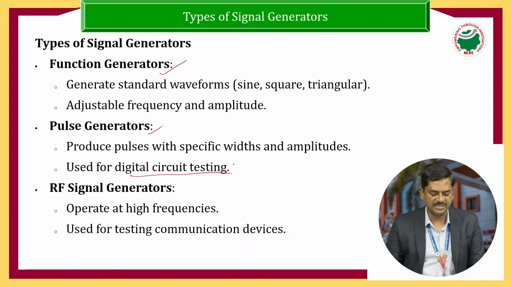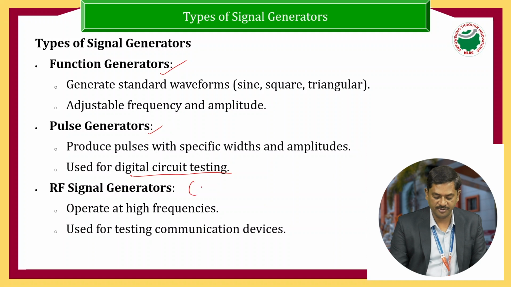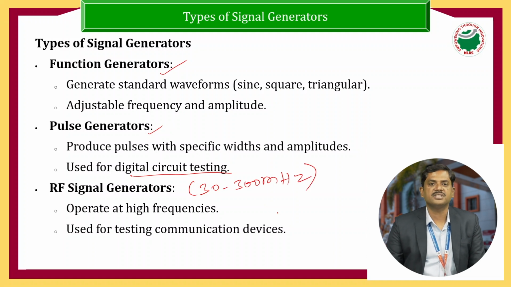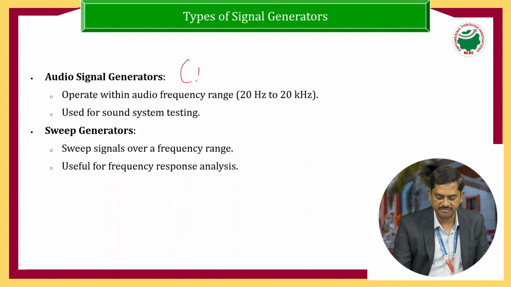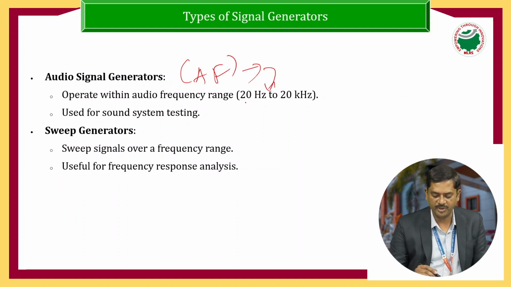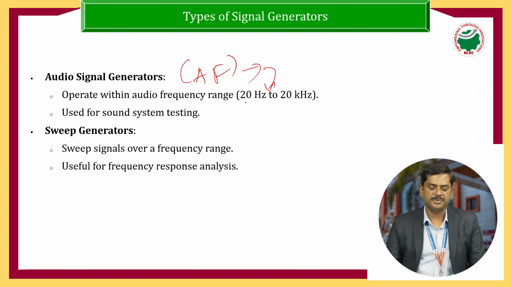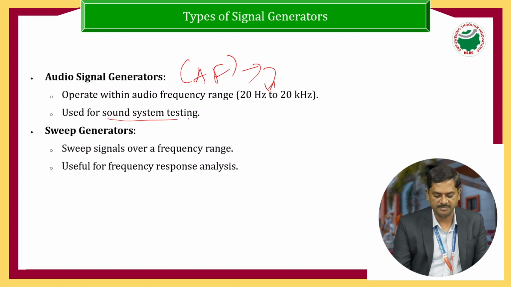The next type of signal generator is the RF signal generator, which works in the operating frequency range of 30 to 300 megahertz, and is used for testing communication devices. Audio signal generators, also called AF signal generators, operate from 20 hertz to 20 kilohertz. Especially this is used for sound testing purposes.